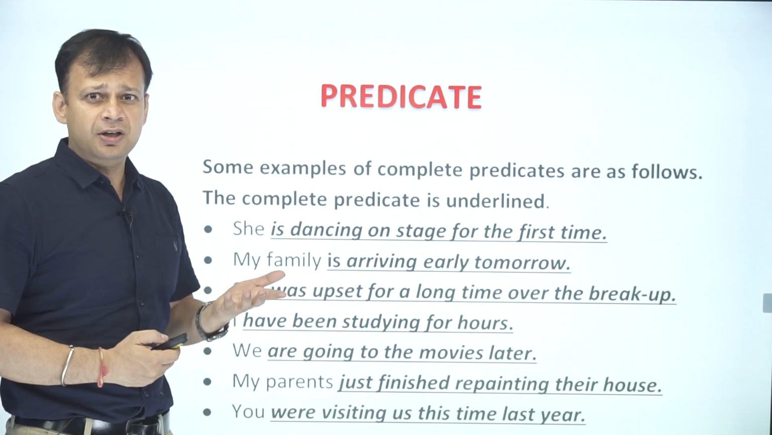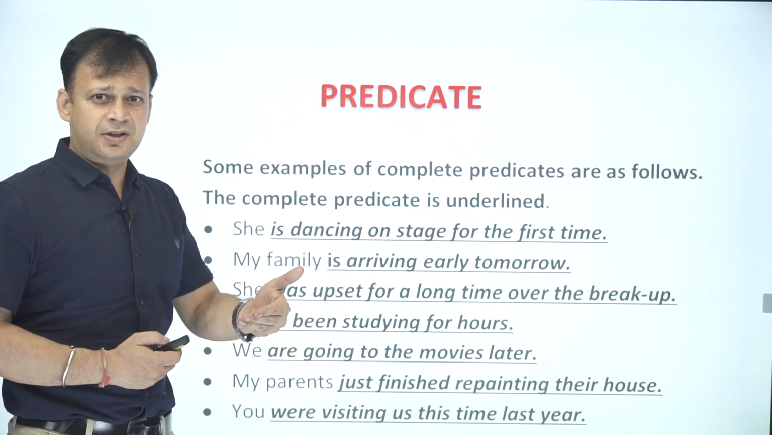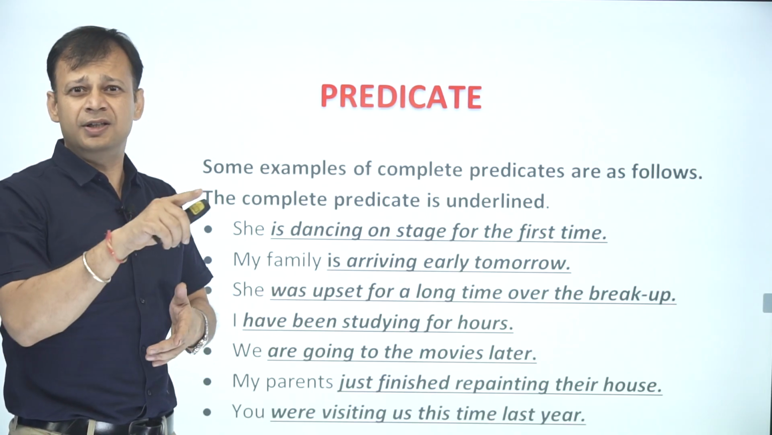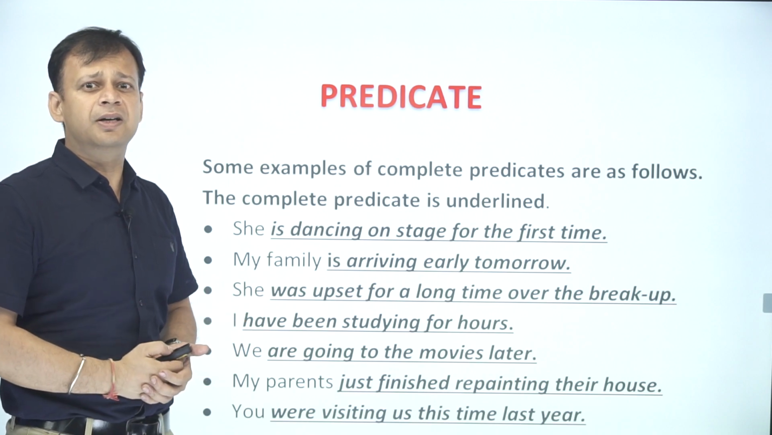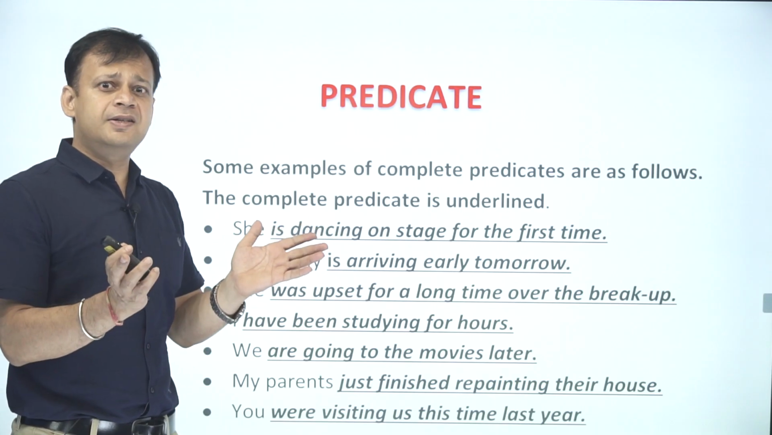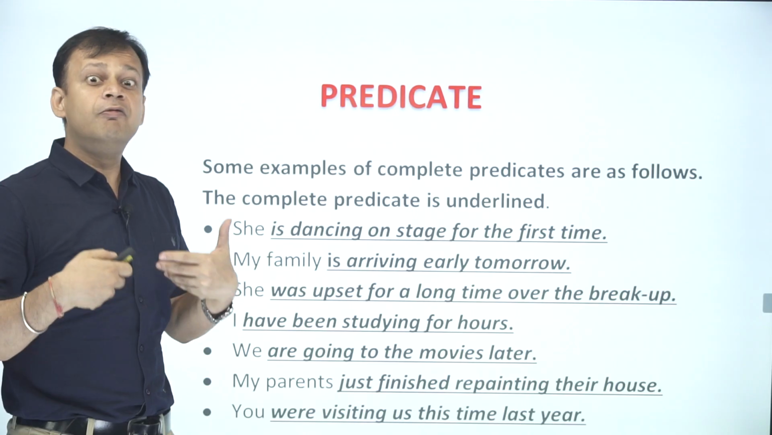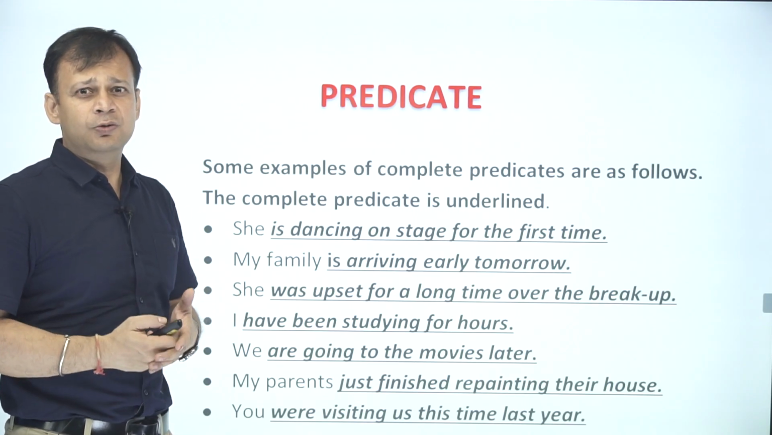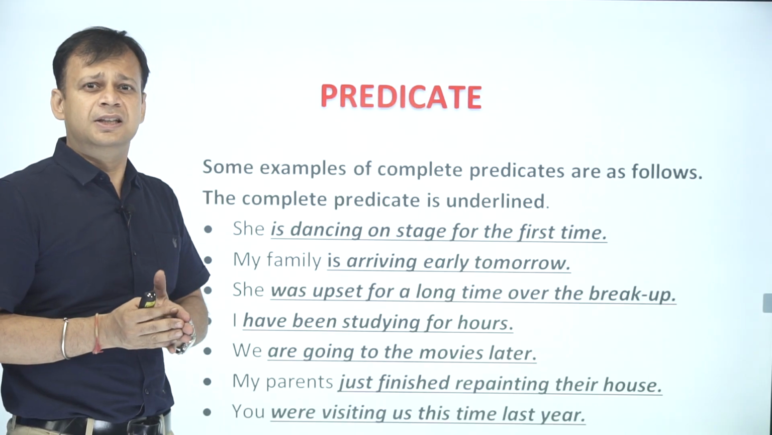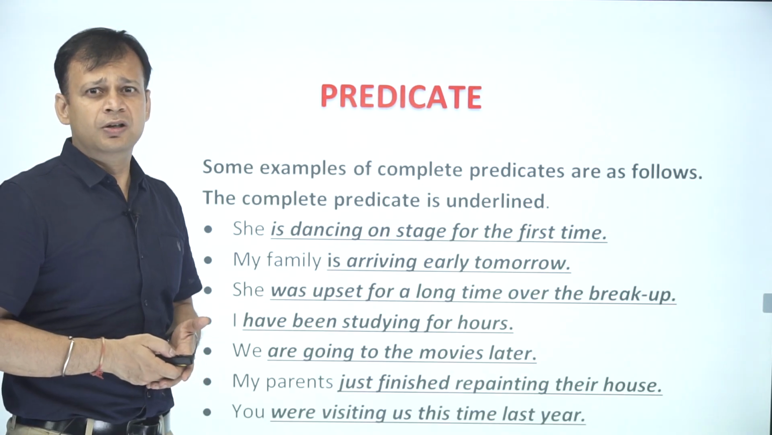My parents just finished repainting their house. So my parents just is explaining the time, finished what? Repainting their house. So this underlined portion becomes the complete predicate. You were visiting us this time last year. So you were visiting also gives us meaning that yes, you were visiting. Whom? Us, obviously. When did you visit? This time last year. So when we are putting a lot of information and expressing it in one sentence, whatever remains minus the subject becomes your complete predicate.